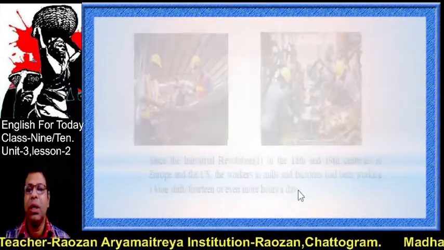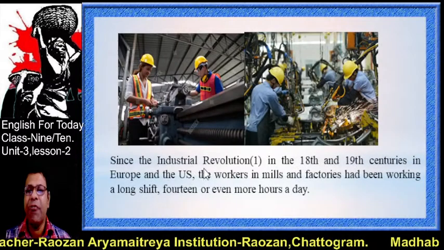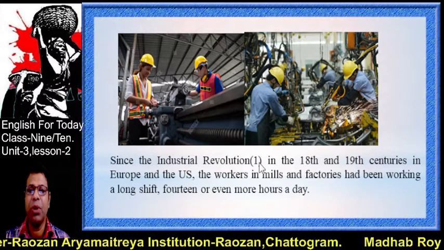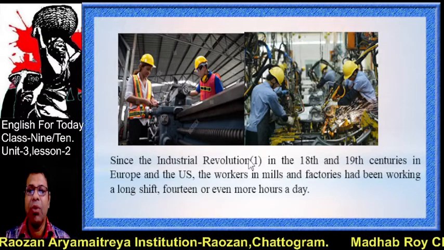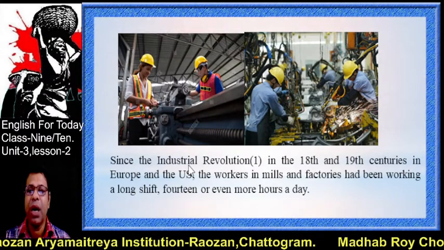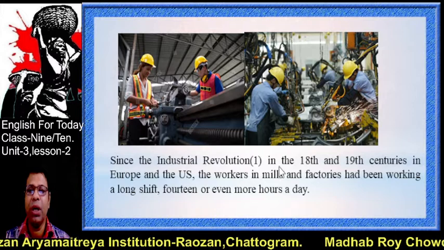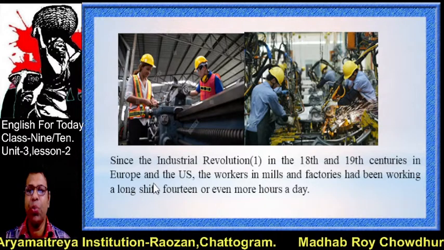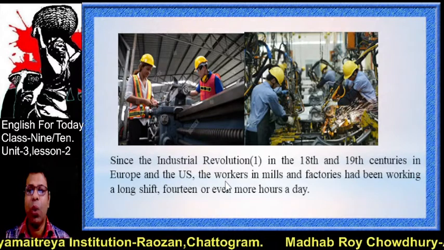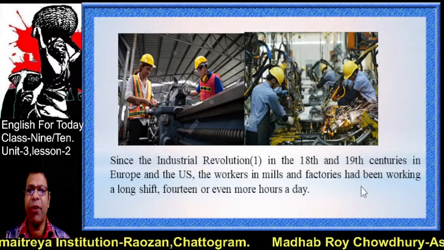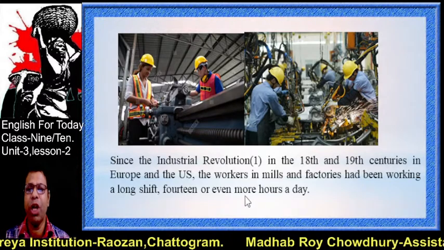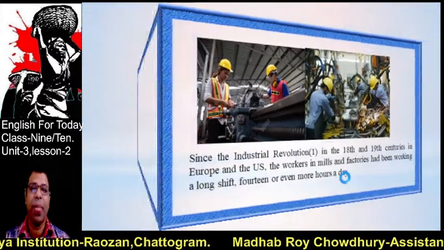Since the Industrial Revolution, that means there is an interpretation below the text. I will show you. Since the Industrial Revolution in the 18th and 19th century in Europe and the US, the workers in mills and factories have been working a long shift, 14 or even more hours a day.